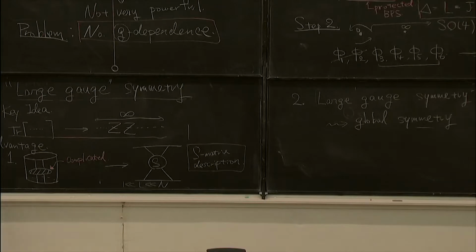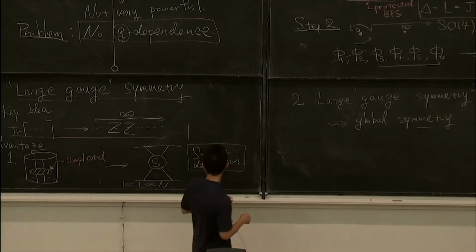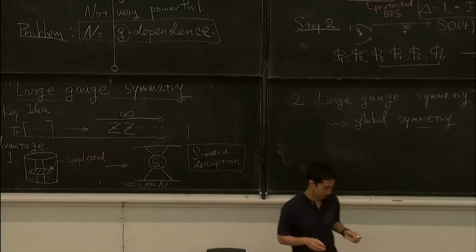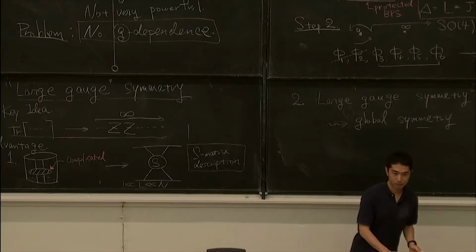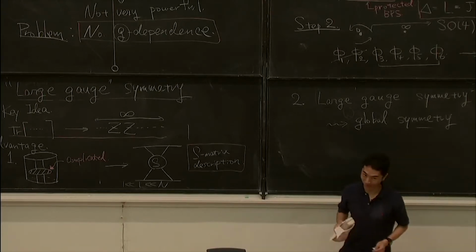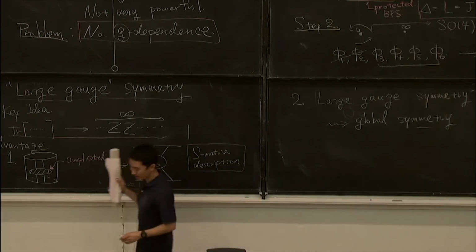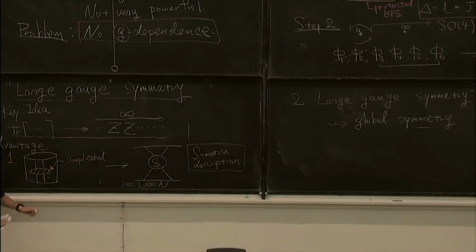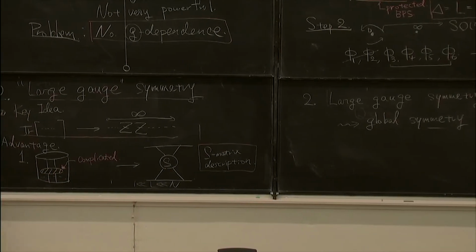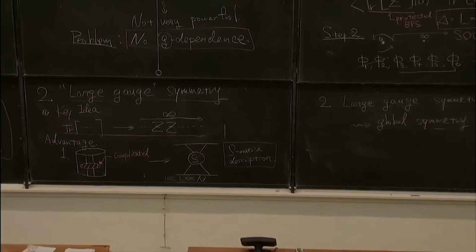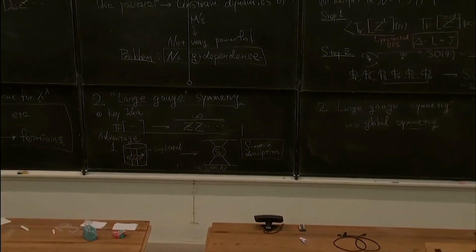When you say infinite Z's, they're all at the same point, right? Yes, all at the same point, yes. How does large gauge symmetry become? Yeah, I'm going to explain that. So it's not the large gauge symmetry in the usual sense. That's why I put quotation marks. But there is some notion of large gauge symmetry, which I'm going to explain now.